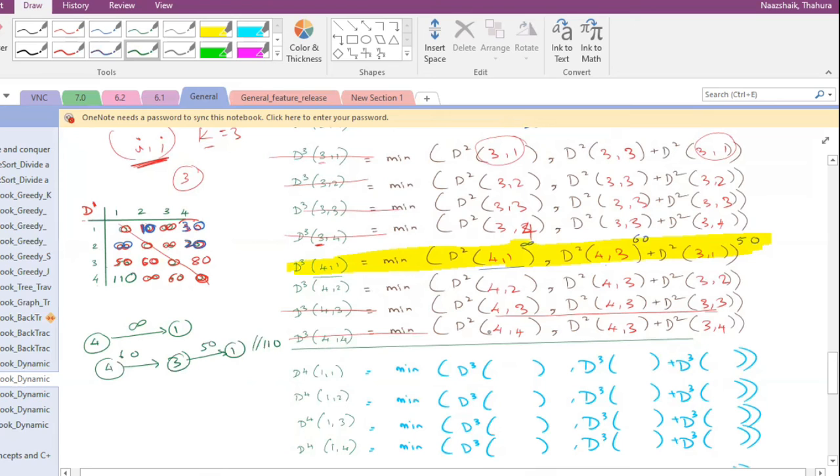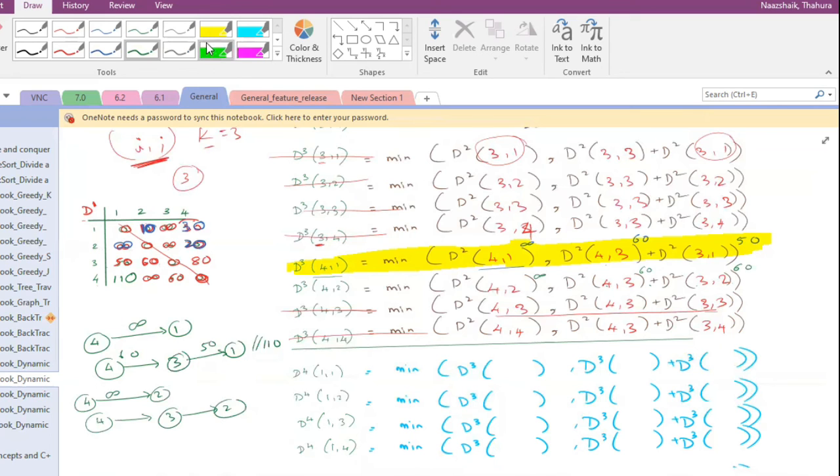Okay. So let's do 4 to 2. 4 to 2 is infinity. Can you go 4 to 3? Yeah, which is 60. And then 3 to 2. 3 to 2 is 60. Here also, initially 4 to 2 was infinity. But you can go from 4 to 3, 3 to 2. So here also we found one solution.